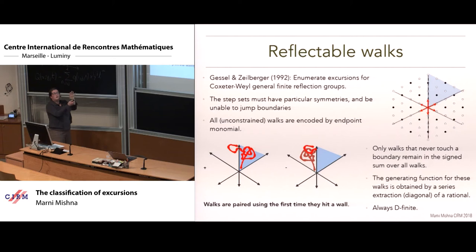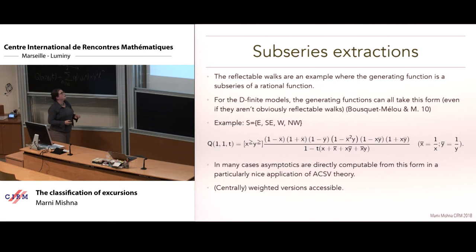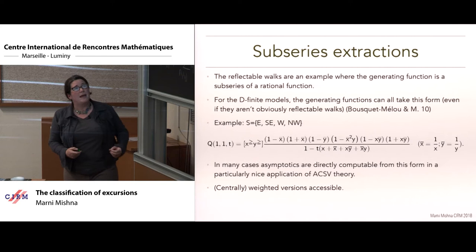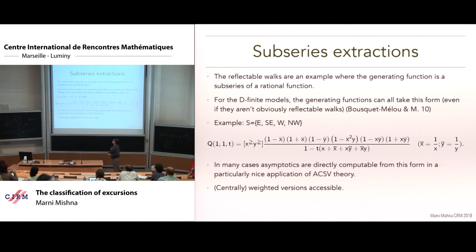Okay, so let's just say another little few things about these subseries extractions. We saw this already. Mireille outlined this perfectly, saying you have your orbit sum and then you do the subseries extraction that tells you automatically that it's D-finite. And here's a different model, but the same sort of thing. I use her conventions where x bar means 1 over x and y bar means 1 over y. And I do this kind of saying I want all the positive terms on this. This was her last step, Mireille's step 4, okay?